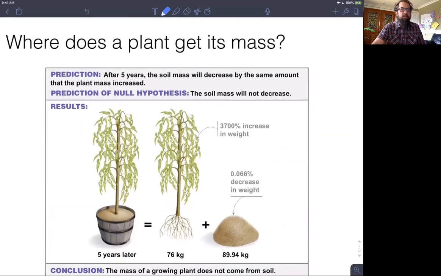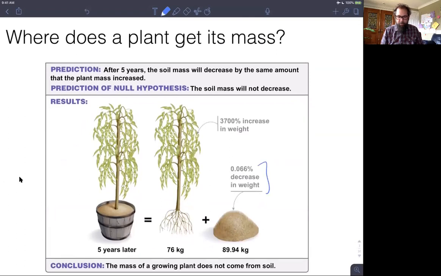And so what we see here is something that was actually a surprise at that time. After 5 years, the mass of the soil decreased by 0.066%, and so went down by 0.06 kilograms. This is a very small decrease in the amount of soil, but the mass of the willow tree increased 3,700%. And so the conclusion from this is that certainly the mass didn't come from the soil.